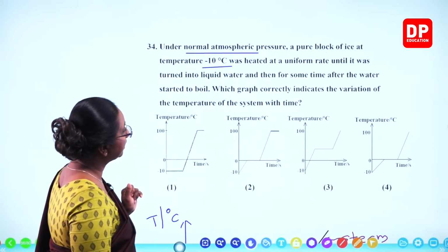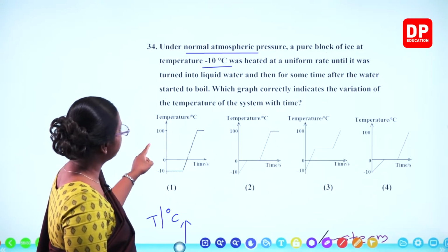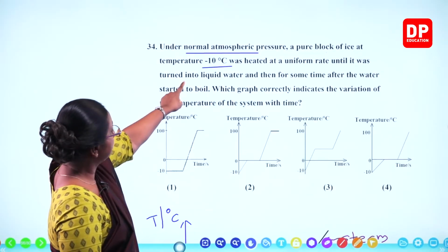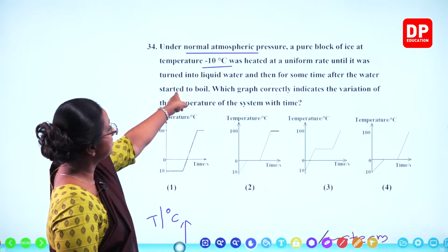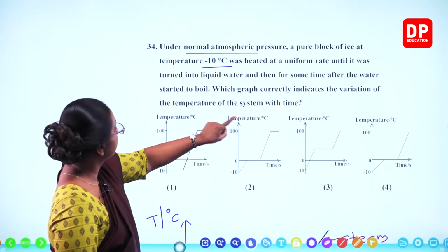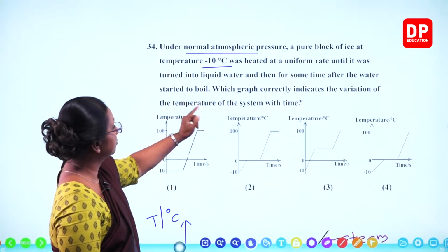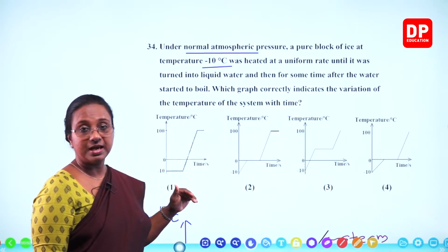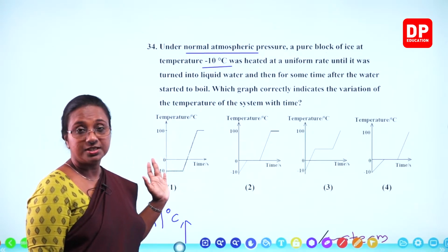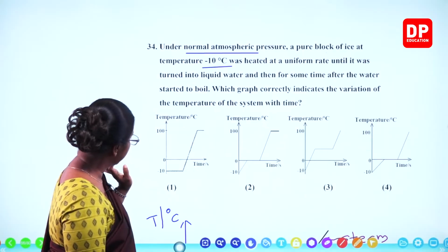So here, which graph correctly indicates the variation of the temperature of the system with time? Here also, it is at minus 10 degrees Celsius, then it melts to form the liquid water. Then after some time, after it starts to boil also, we have it for some time. Thereafter, the increase in temperature of steam is not considered here. So what should be the graph?